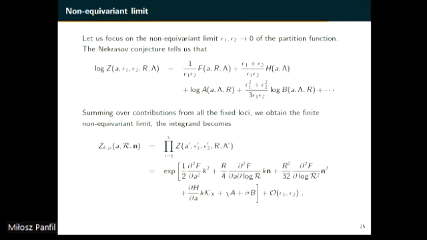To answer this question, we can just focus on the non-equivariant limit of this partition function. As we heard in the talk in the morning session, this Nekrasov partition function can be written in the following asymptotic expansion in the epsilon 1, epsilon 2 small limit. However, summing over the contributions from all of the fixed loci, if you put everything together, we obtain a finite non-equivariant limit of the integrand of the partition function, and you obtain this expression here. As you can see, this expression is essentially written in terms of the couplings that we defined in the discussion of the U-plane integral. For example, this is the tau, and this was basically the phi that we discovered. And this is the factor C that I mentioned in the U-plane integral part.